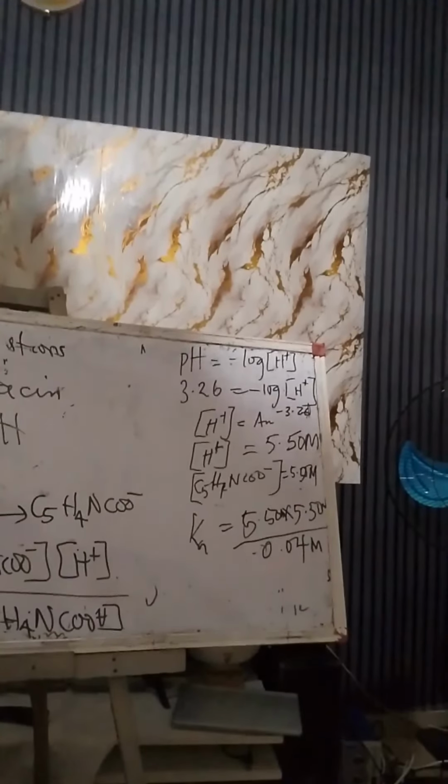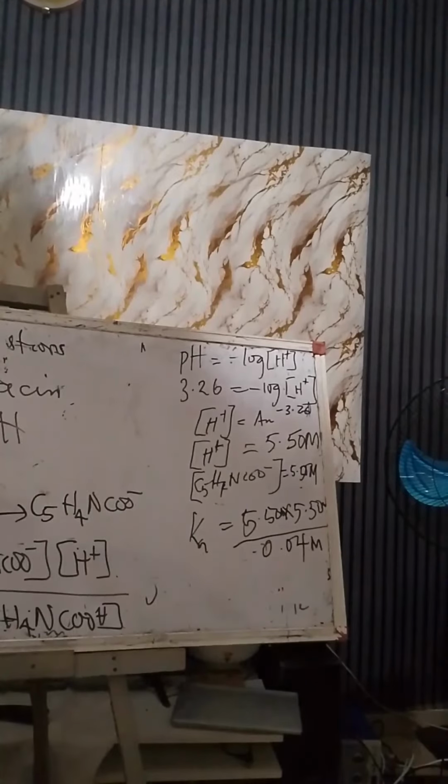Times 10 raised to the power minus 4. Okay, 5.50 times 10 raised to the power minus 4 times 5.50 times 10 raised to the power minus 4, all of them divided by 0.04. What will be the value of your Ka? 7.56 times 10 raised to the power minus 6.